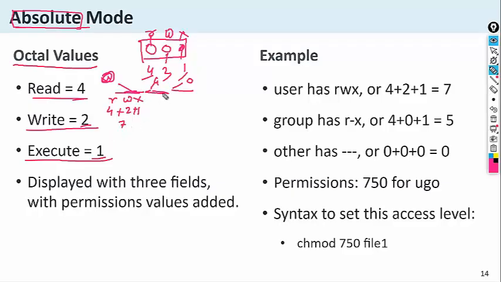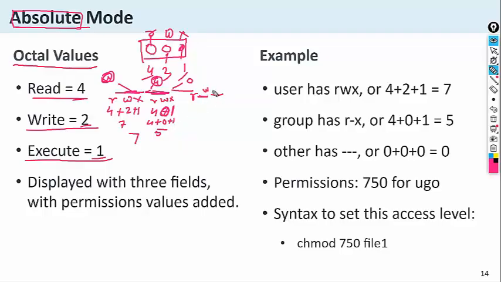Similarly, the second field belongs to the group. Again the permissions are read, write, execute. If you want to give only the read permission, it is 4. If you don't want to give write but want to give execute, the value will be 4 plus 0 plus 1, which is equal to 5. So first field 7, second field 5.